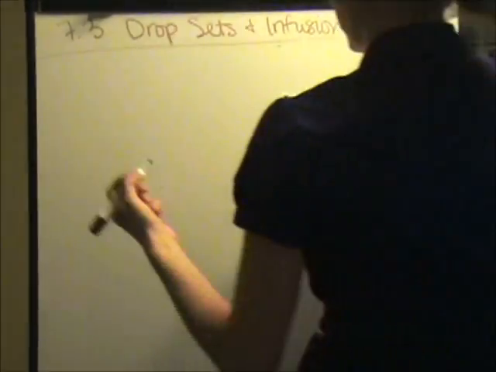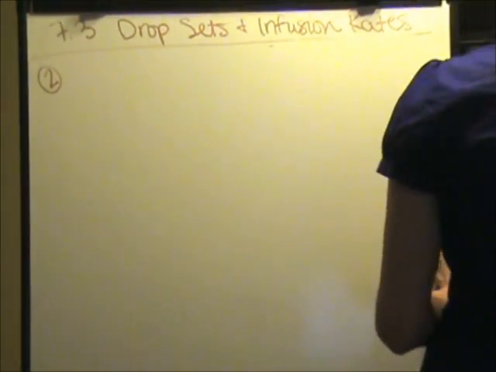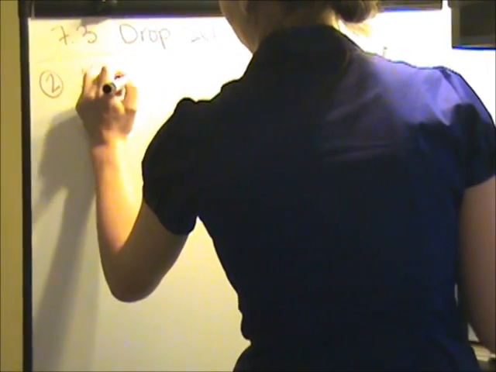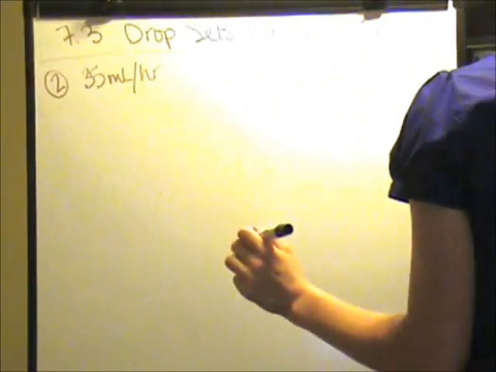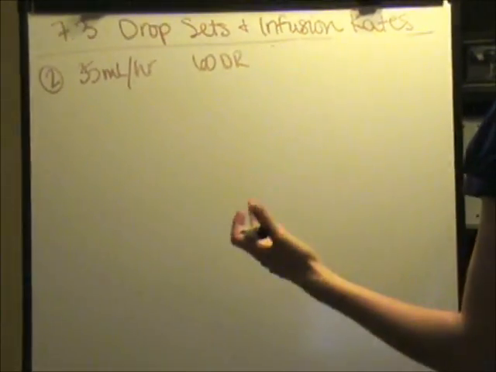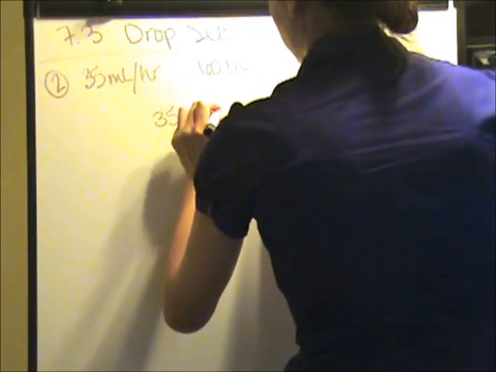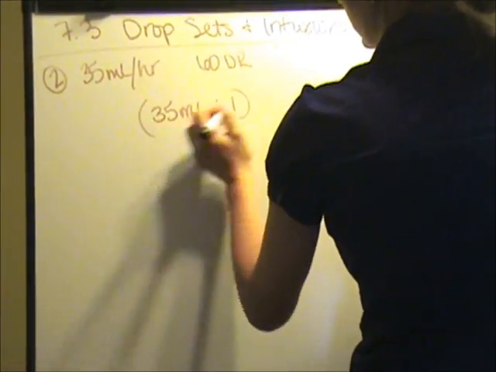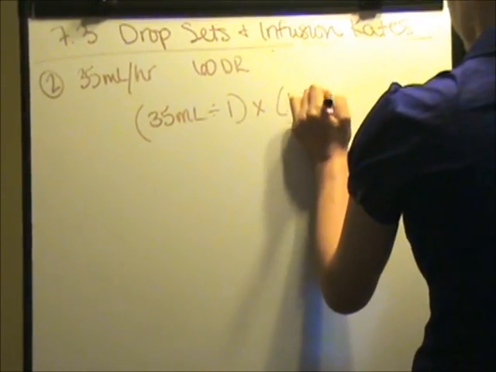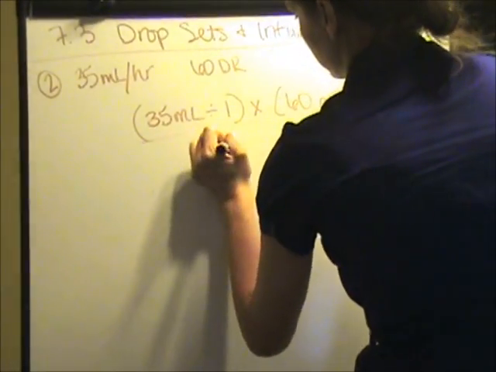Okay, let's look at number 2. What is the IV flow rate in drops per minute for a child who's receiving 30 mLs per hour, or I'm sorry, 35 mLs per hour using a 60 drop set? And I'm just putting DR for drop rate. Okay, so according to our formula, 35 mLs divided by the delivery time, which is an hour, times our drop rate, which is 60 drops per ml, divided by 60 minutes in an hour.